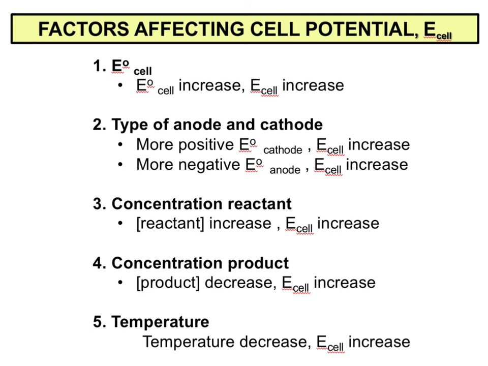These are the 5 factors affecting cell potential. Number 1, standard cell potential. As standard cell potential increases, cell potential increases. Number 2, use a cathode with more positive standard cell potential or use an anode with more negative standard cell potential. Number 3, increase reactant concentration. Number 4, decrease product concentration. And number 5, decrease temperature.